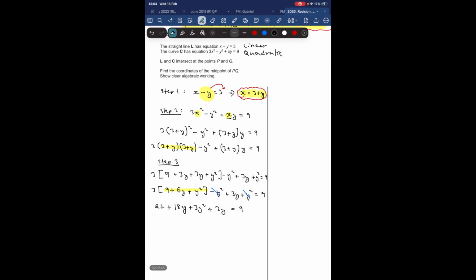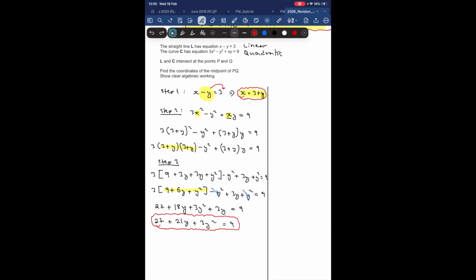We can collect up like terms again. So we've got 27, we can't do anything with. 18y plus 3y will give us 21y, plus that y squared. So we'll end up with 27 plus 21y plus 3y squared equals 9. And now this should be familiar to you because it's starting to look like a quadratic equation.